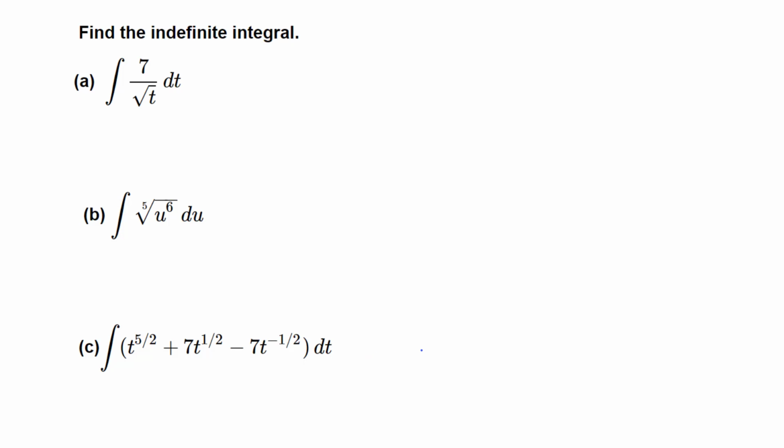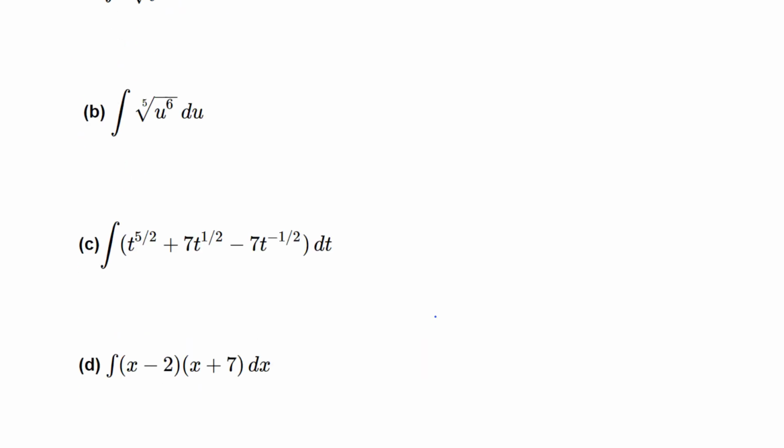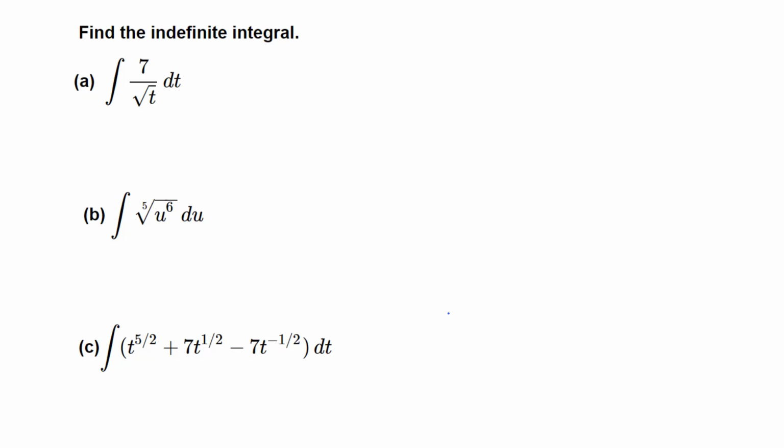Find the indefinite integral. So we have a bunch of questions here. In part A, we have 7 over square root of t. This is just a constant that we can pull outside. Now we need to get rid of this fraction, as there is no quotient rule. Root t on the bottom is just t raised to 1/2.